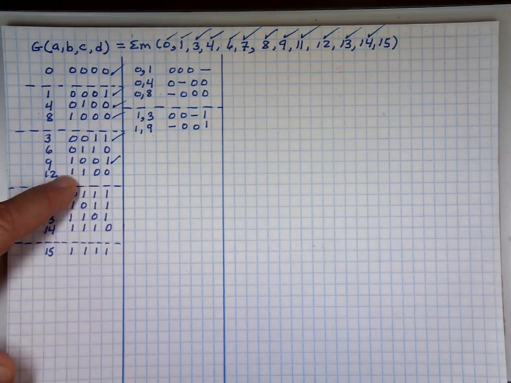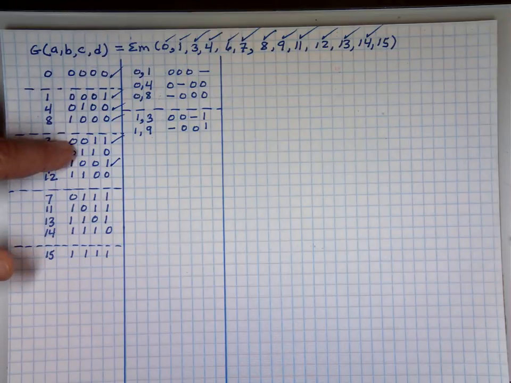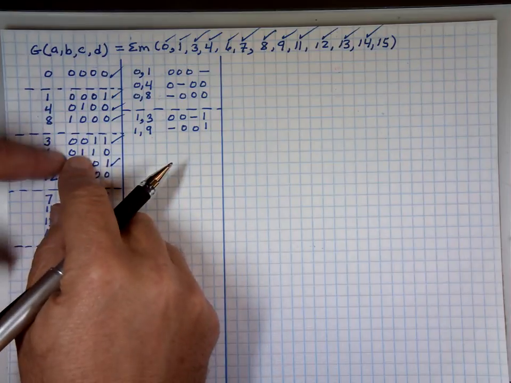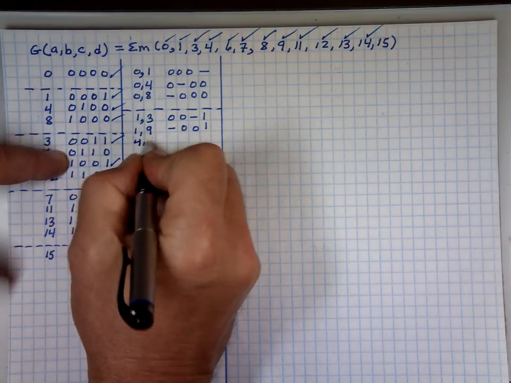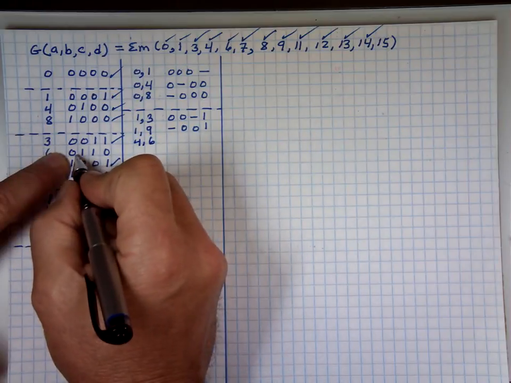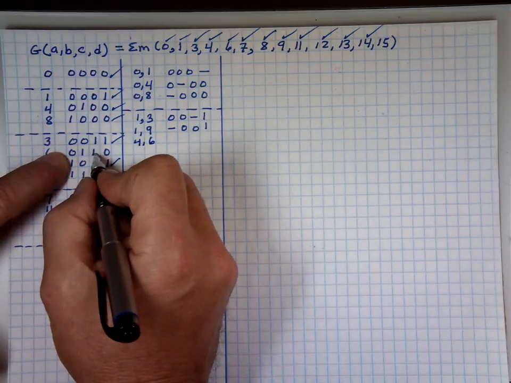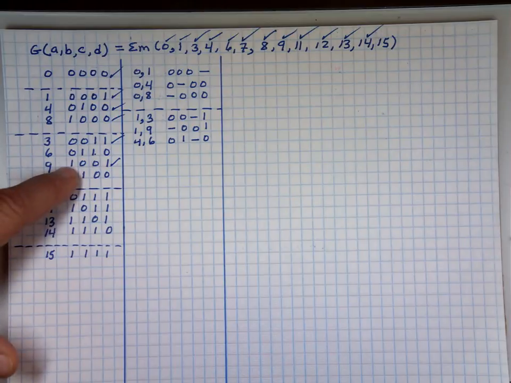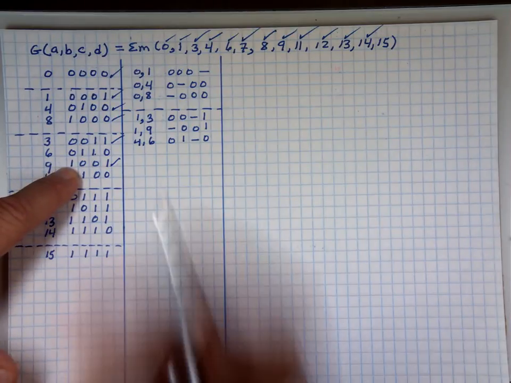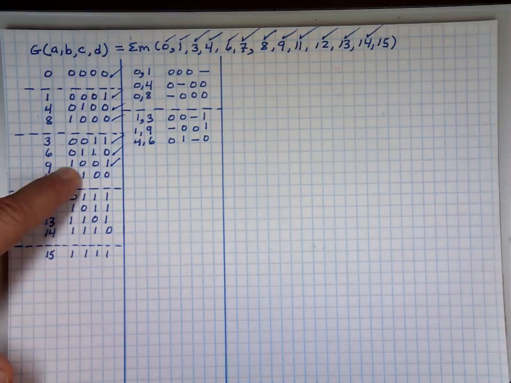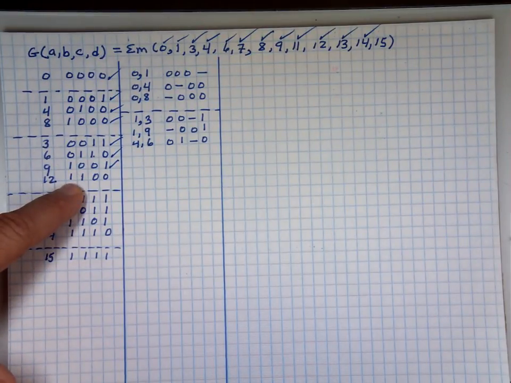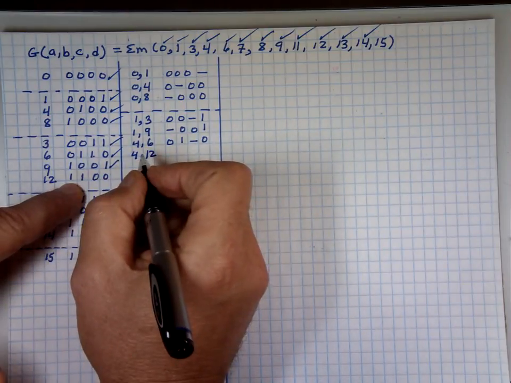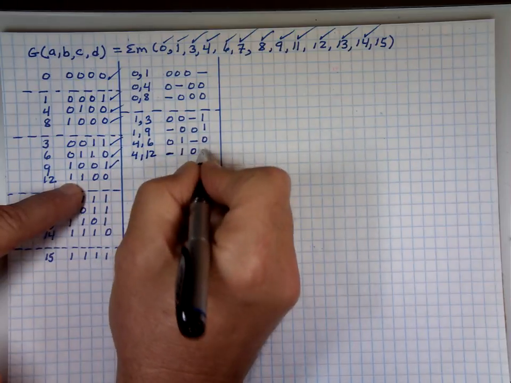Now let's look at 4 and 3. No. 4 and 6. Is that a yes? 4 and 6. 0, 1, dash, 0. 4 and 9. No. 4 and 12. Yes. Dash 1, 0, 0, right? We're not done with that group.